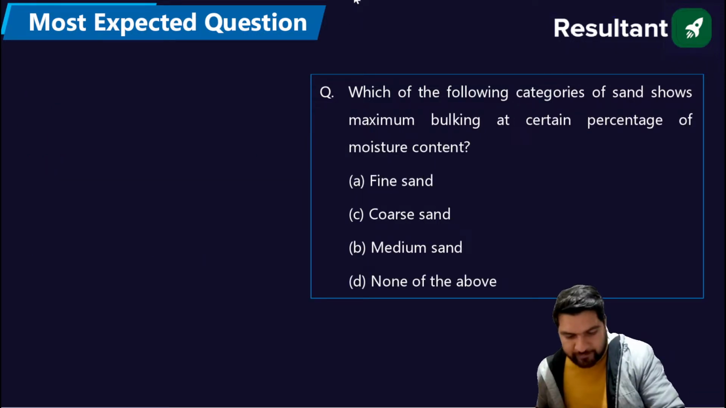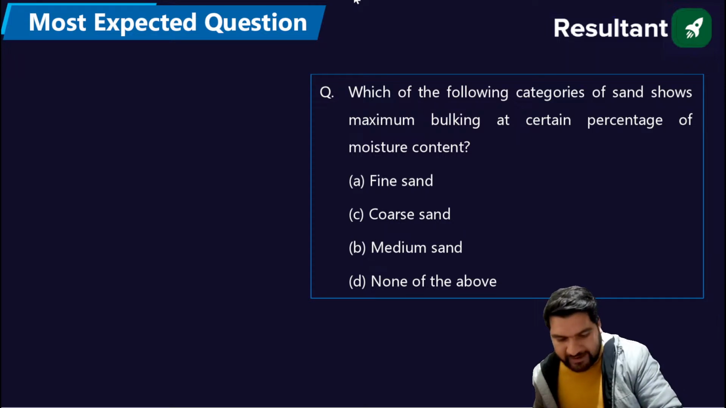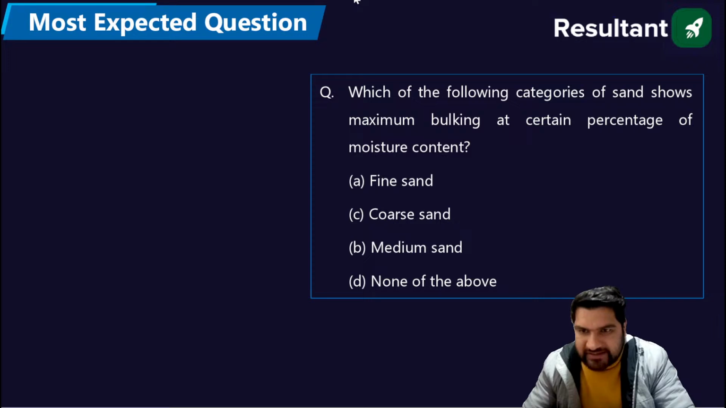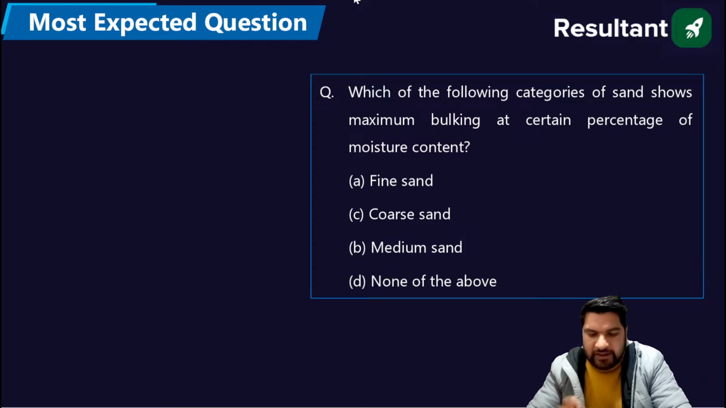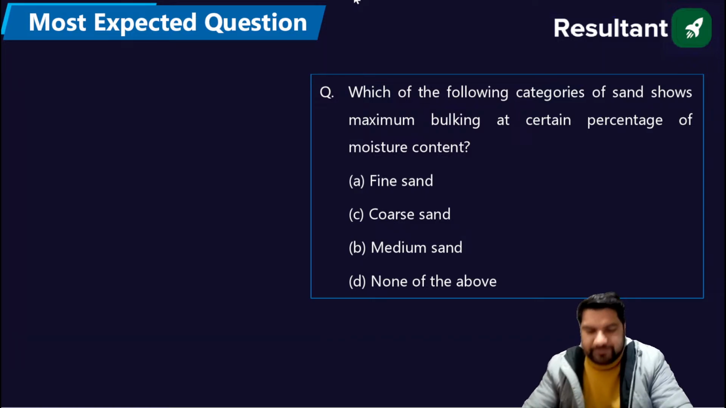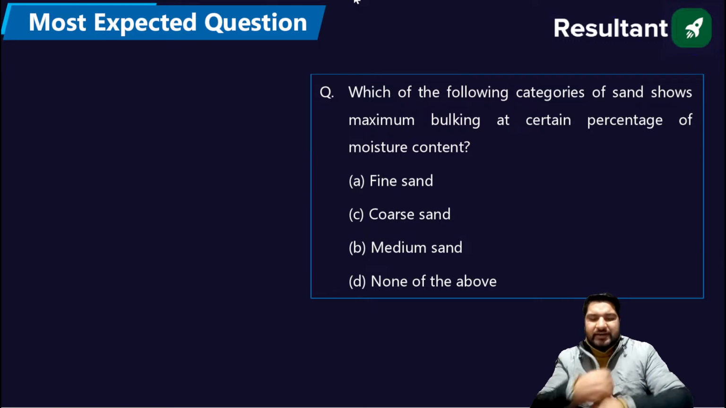A very important session for you. Write down the answer now. Which of the following category of sand shows maximum bulking at a certain percentage of moisture content? So bulking is more in which type of sand? Write down the answer now.